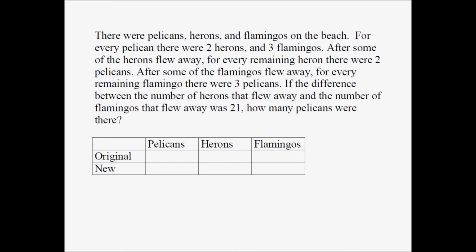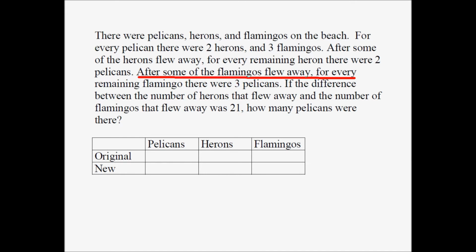Another important line is this line. After some of the herons flew away, for every remaining heron there were 2 pelicans. So originally there were twice as many herons as pelicans, but after some of the herons flew away, there were twice as many pelicans as herons. A very key fact.